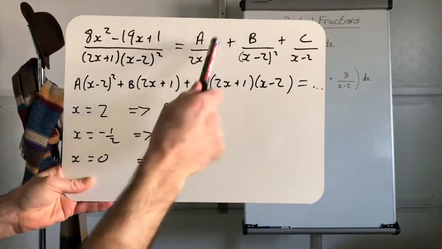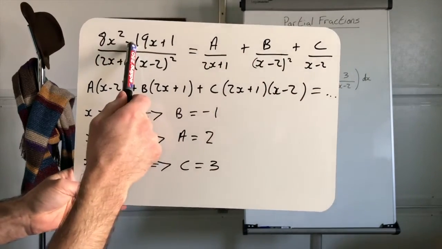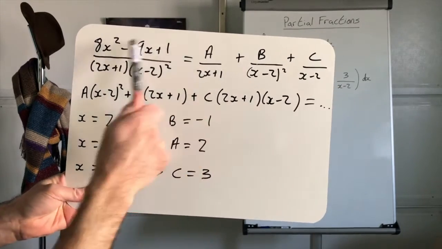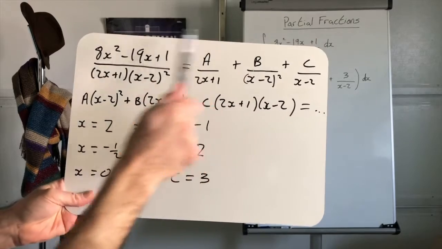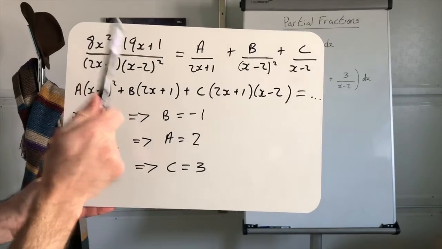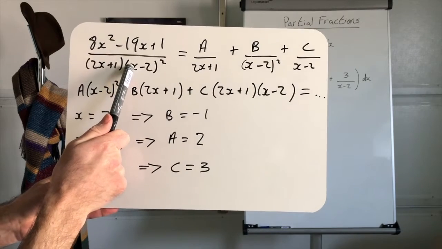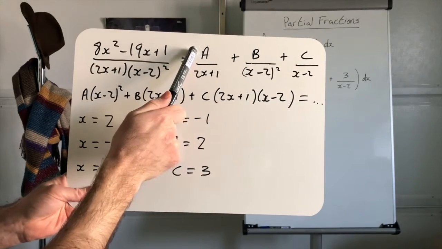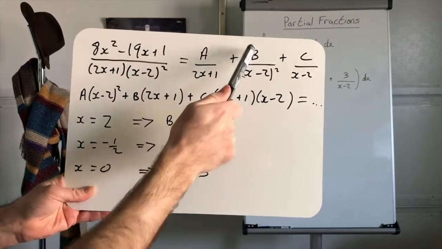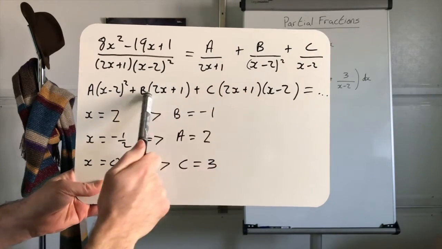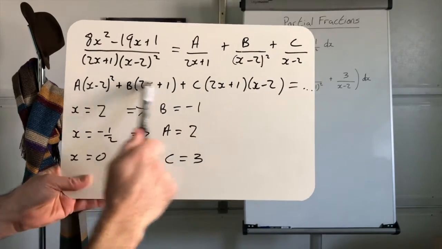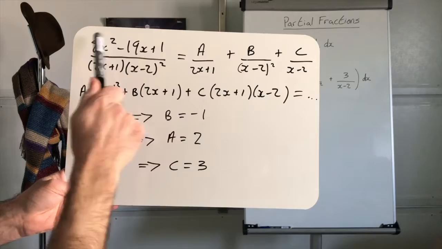So when you set this equal to this, as a reminder, it's an identity, but treat it like an equation, you can multiply both sides by 2x plus 1, x minus 2 squared, can't you? When you multiply this term by that, you're just left with A, x minus 2 squared. When you multiply this term, you're just left with B, 2x plus 1. Multiply this term, you're left with that. And then you've got that is equal to the numerator. I just can't fit it all on.